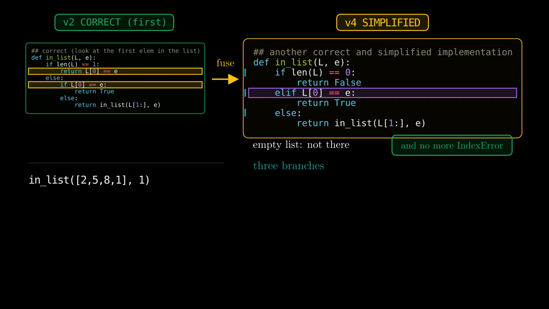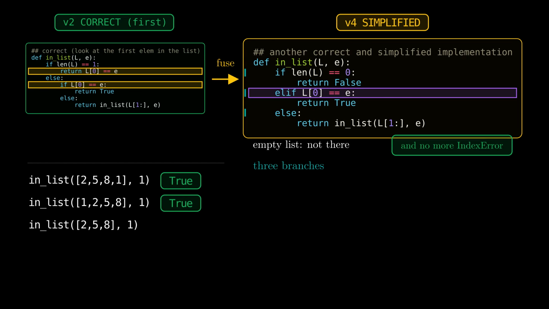Test it. The list 2, 5, 8, 1, searching for 1, true. The list 1, 2, 5, 8, searching for 1, true. And the list 2, 5, 8, which does not contain the number 1, false.